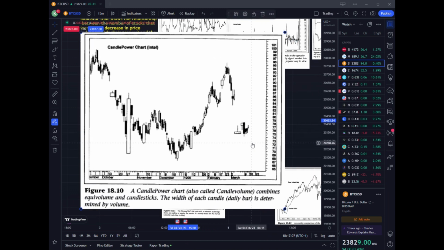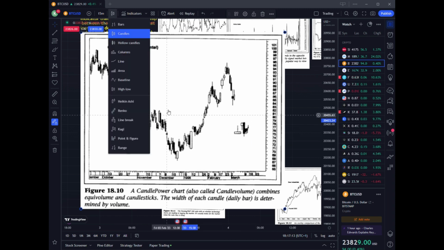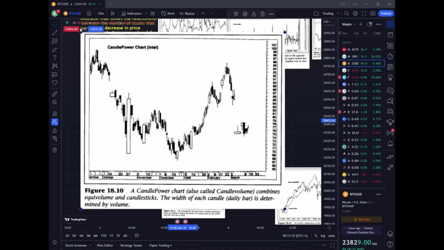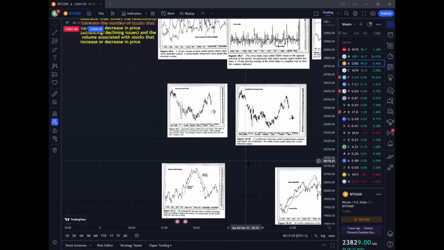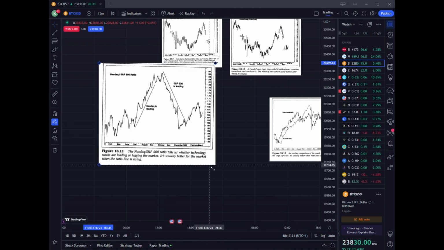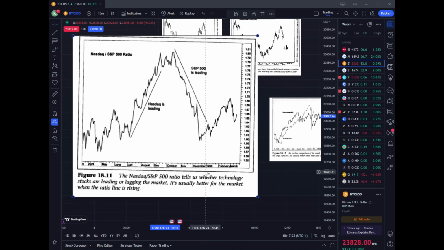And this is basically combined with a candle power chart. So this is candlesticks with the Equivolume. I wasn't able to find it on TradingView. Maybe it's there, but I'm not really going to use it anyway. Maybe on some charting software, but for now it's fine, really.